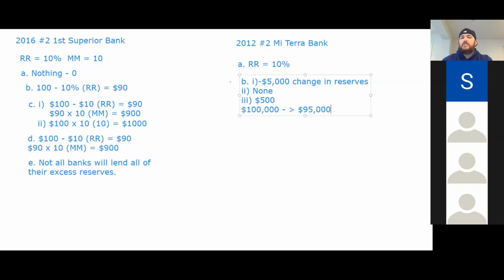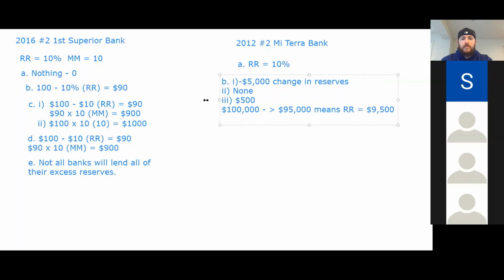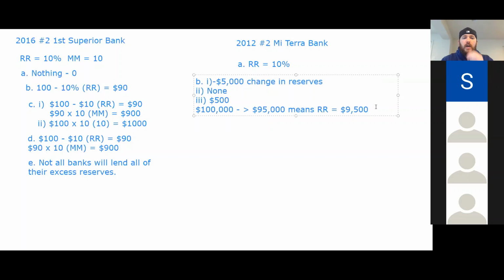In Matera Bank's demand deposits, which means that our required reserves will be equal to $9,500. Our previous required reserves were $10,000. So now our new required reserves is $9,500. There's a $500 difference. So our excess reserves would be equal to $500.